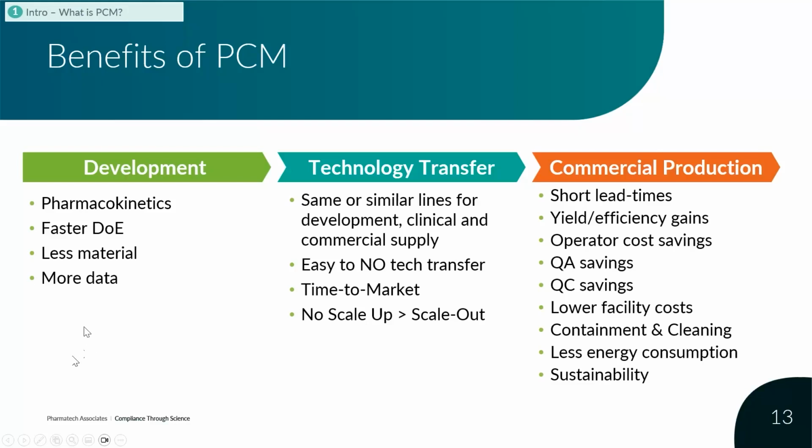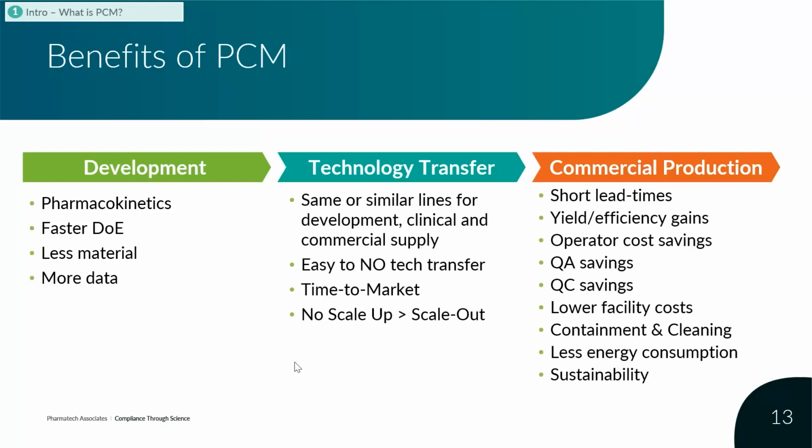As an example, if you consider hot melt extrusion as part of this. Technology transfer is another important benefit for PCM. If you have the same or similar equipment, you may even be faster in this space, if not skip technology transfer if you do it on the same equipment. And so you can save time to market and no scale up efforts are needed if you again use the similar or same equipment even.